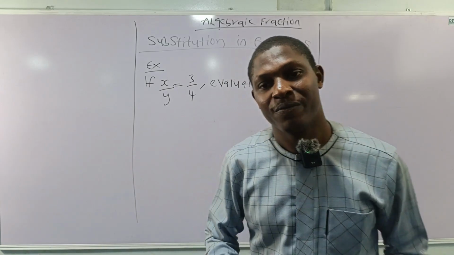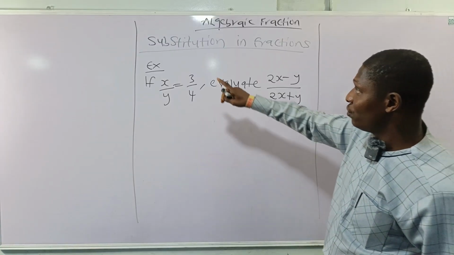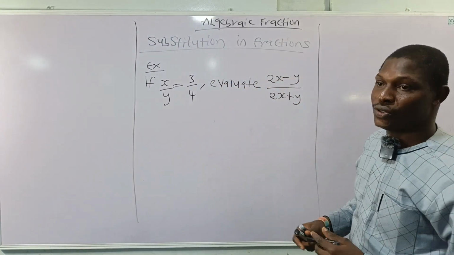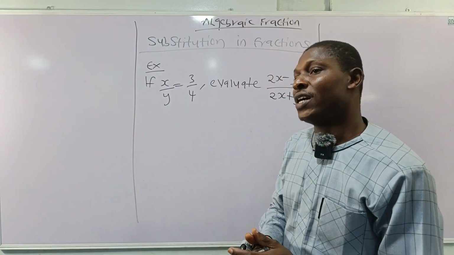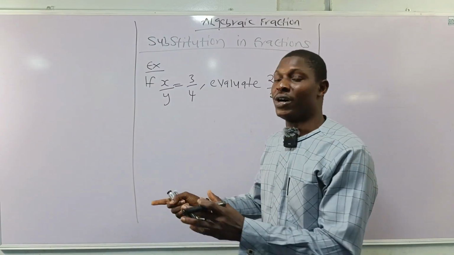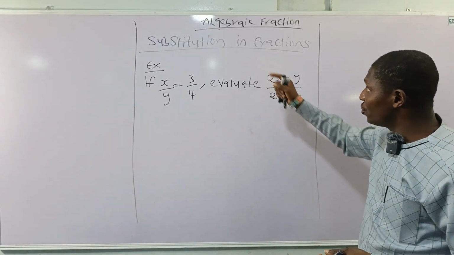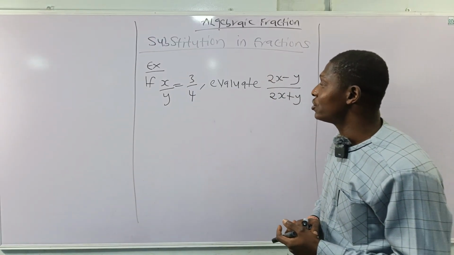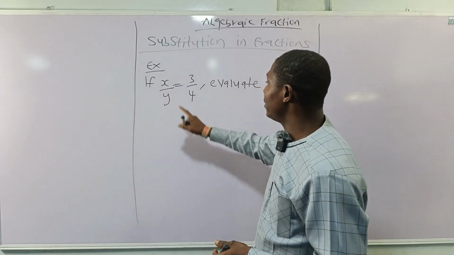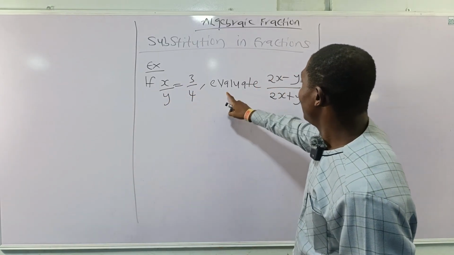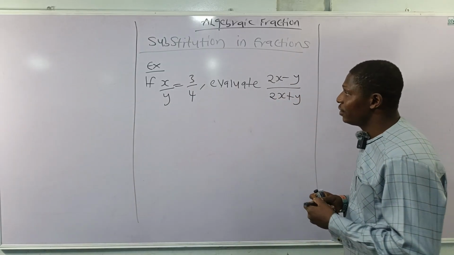Welcome back, everyone. Today we'll be doing the subtopic on algebraic fractions, which is substitution in fractions. Substitution in general means replacing a particular term with a given term or an expression. With a few examples, we are going to understand what substitution in algebraic fractions is all about. Our first example is this. If x over y equals 3 over 4, evaluate (2x minus y) all over (2x plus y).